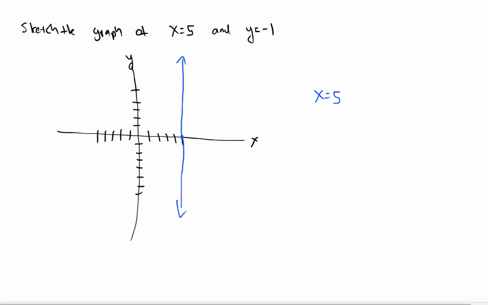So then what can we conclude about y is equal to negative 1? What type of line is that going to be? Well, here's the y-axis. Here's y is equal to negative 1. So similarly, this is saying, no matter what the x value is, y is always going to equal negative 1. So that is going to be a horizontal line that goes through the y-axis at y equals negative 1.